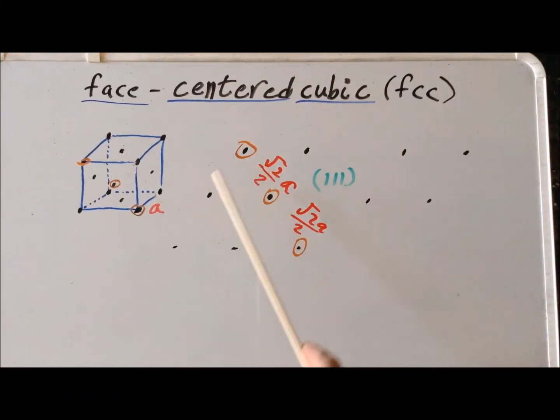In many textbooks, you will see this particular distance, the square root of 2 over 2 times A, represented as A divided by the square root of 2, which is simply another version of exactly the same fraction. So again, in terms of the unit A, the distance between points along this line is going to be the square root of 2 over 2 times A.